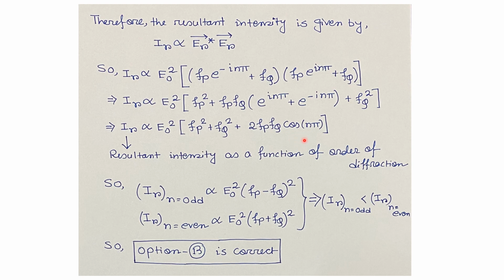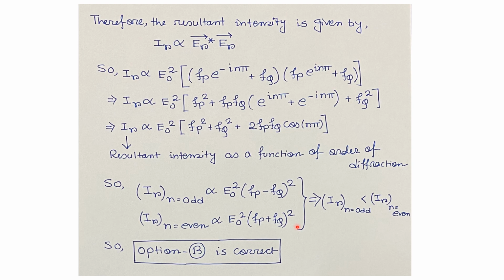Here, two possibilities will come. One is for odd values of n and the other one is for even values of n. For the first case, n equals odd, cos n pi equals minus 1. Effectively, we will get I R proportional to E naught square multiplied with Fp square plus Fq square minus 2 Fp Fq. So for n odd, it will be E naught square multiplied with (Fp minus Fq) whole square. Similarly, for n even, cos n pi will be plus 1. Hence, we will get the resultant intensity for n even proportional to E naught square multiplied with (Fp plus Fq) whole square.